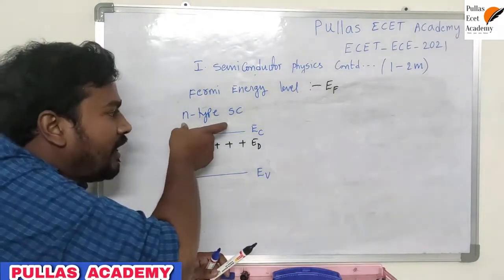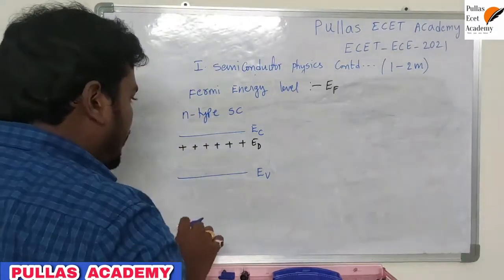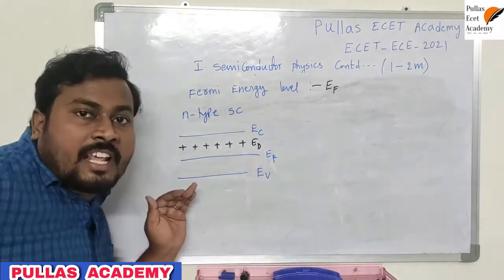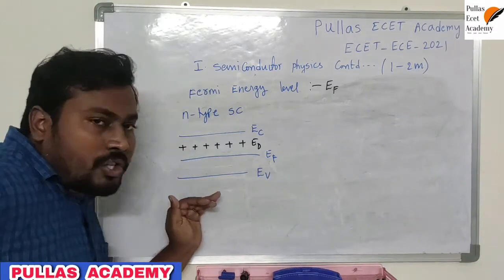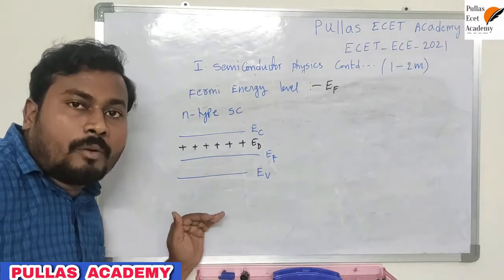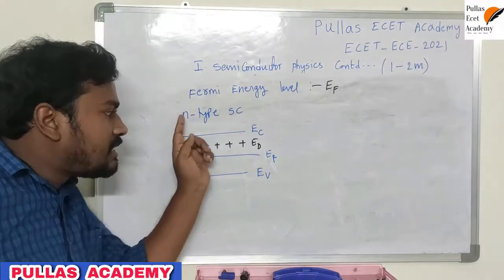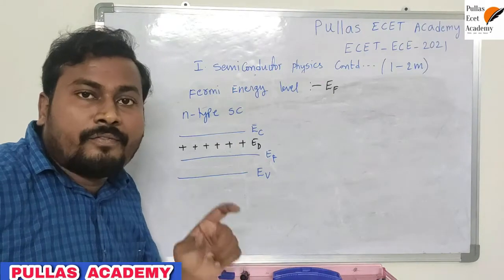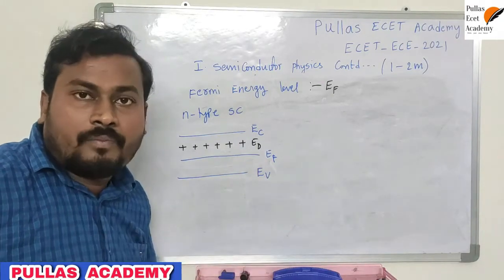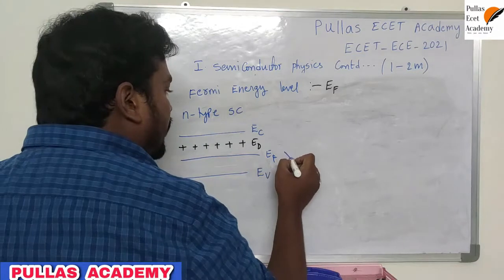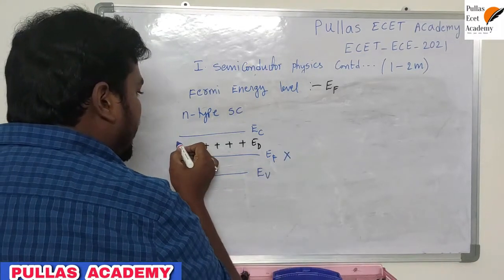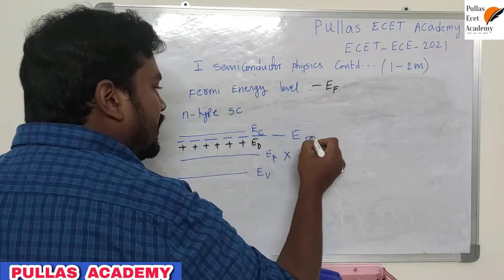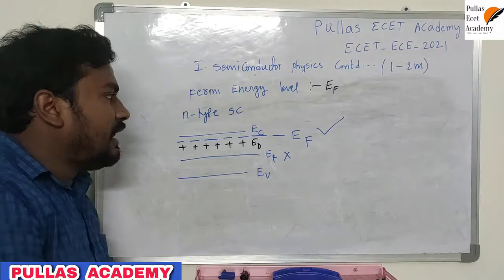Can we keep the Fermi level in the n-type semiconductor in the middle? Let me keep it here. If you keep it in the middle, what is the definition? Below which all the energy states should be occupied and above which all the energy states should be unoccupied. But this donor energy level is occupied by the fifth electron of each phosphorus atom, so you cannot keep it here. Where can we keep it? Again in the middle of EC and ED, the dotted line. This is the correct location of the Fermi level in an n-type semiconductor.